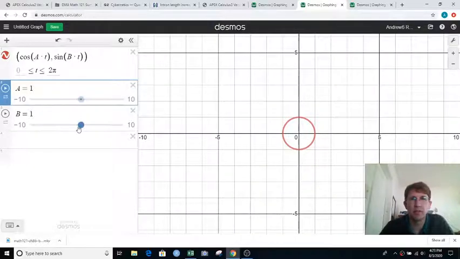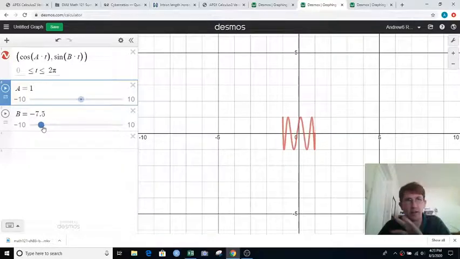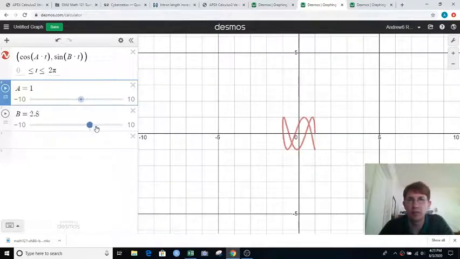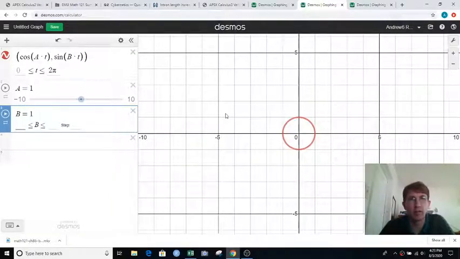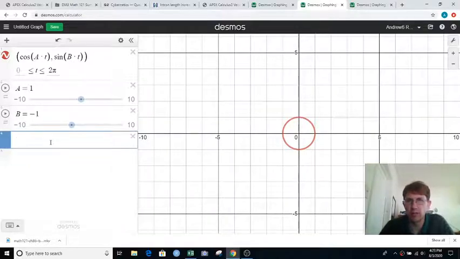And what if we adjust the B slider? We get the same interesting things happening, but in the other direction. Maybe not a surprise there. Here's something interesting. What if I set A to 1 and B to 1? I get the unit circle. That's cosine of t, comma sine of t. Not a big surprise. What if I set B to -1? I seem to also get the unit circle, but it turns out there's a difference there, and we'll talk about that in the next graph.